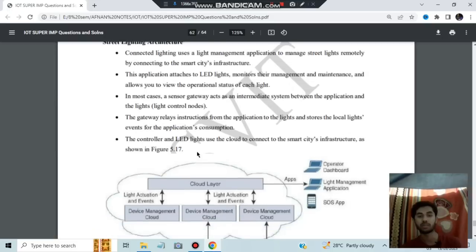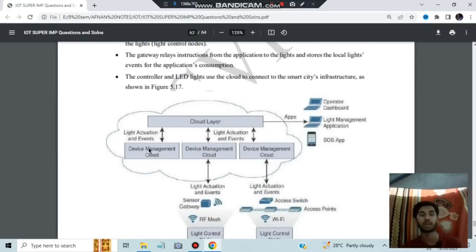architecture. How actually we'll be implementing, we'll be having different layers like the cloud layer, data management, light actions and events, and sensor gateway. When a car is coming, that time only the light will be on, other times it will be off. It will save electricity. If any person is coming, it will detect that the person is there, it will switch on the light, and switch it off based on that. And in the morning times it should switch off.